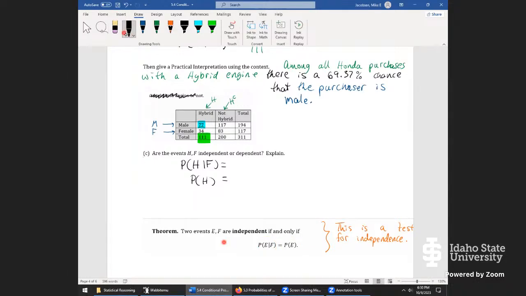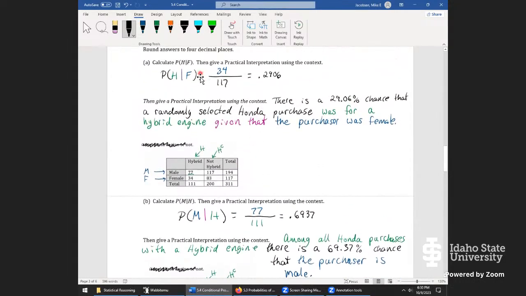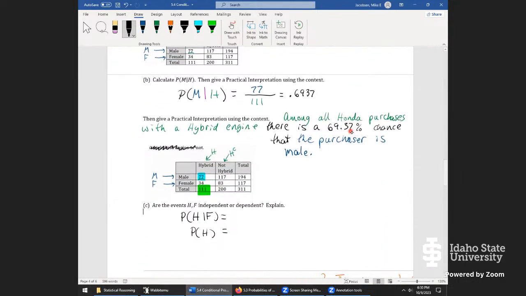Now, the good news with this is, if you see this as an exam question, you may or may not have to calculate probability of H given F. Just take a look at the computations we've done already. Let's take a look up above. Probability of H given F. You can cite prior work on an exam, so let's just put in 0.2906. If we calculated it once, you don't have to do it again. 0.2906. So that's placed in.